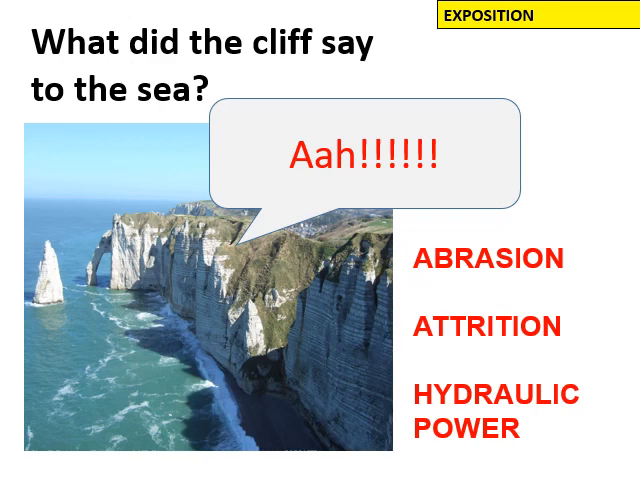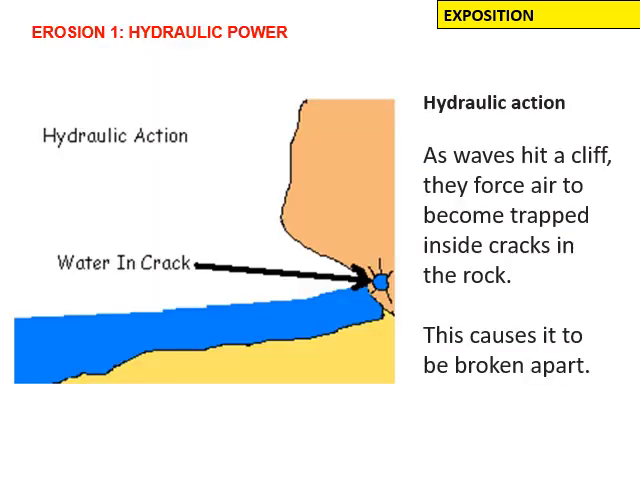Abrasion is attacking the cliff, attrition is attacking the cliff, and hydraulic power is attacking the cliff. These are 3 types of erosion which attack the cliff, and we're going to look at each of these 3 types and see what they are. You can see here the A for abrasion, the A for attrition, and the H for hydraulic power, hydraulic action. So let's look at hydraulic power first of all.